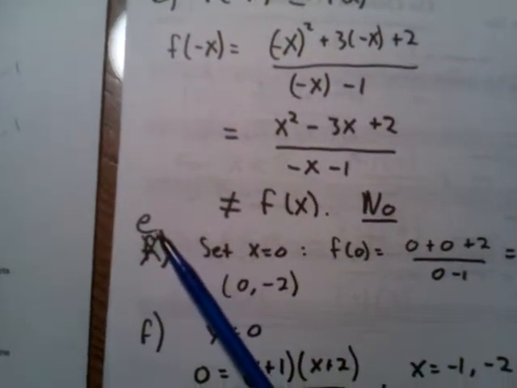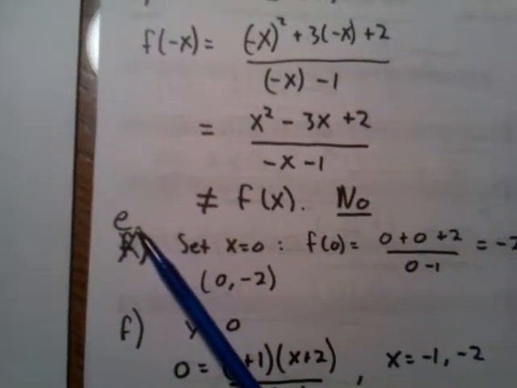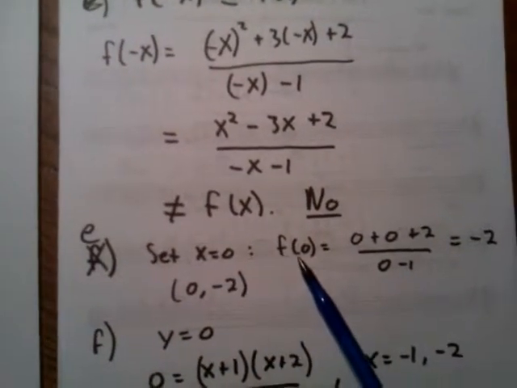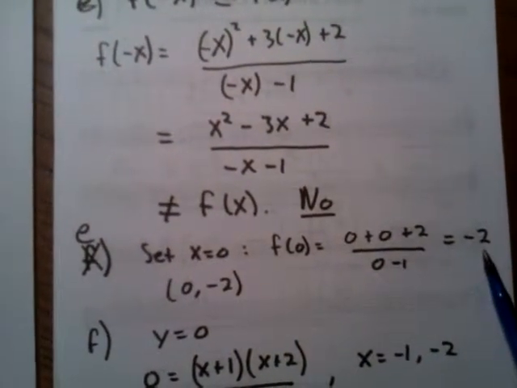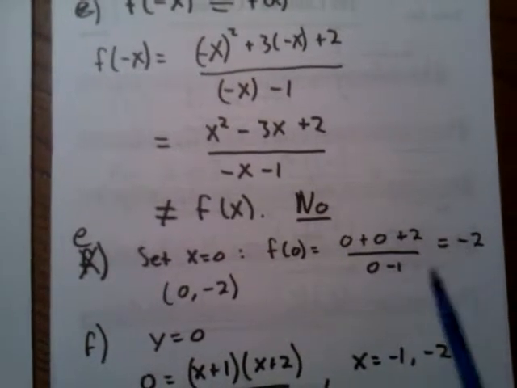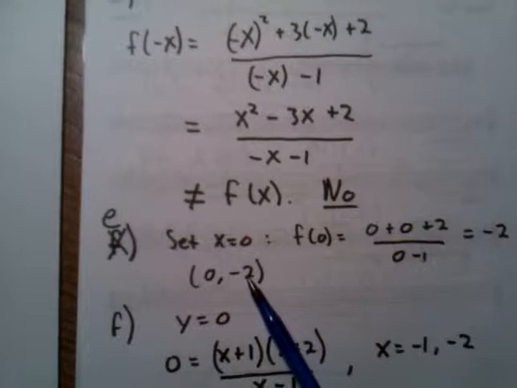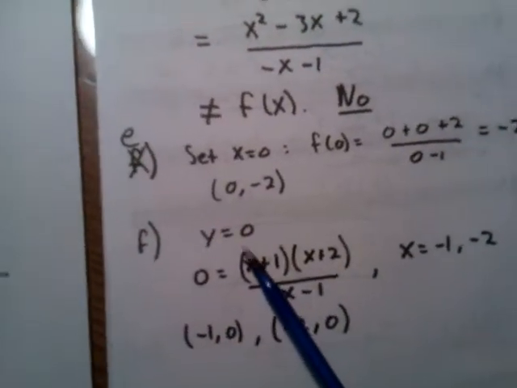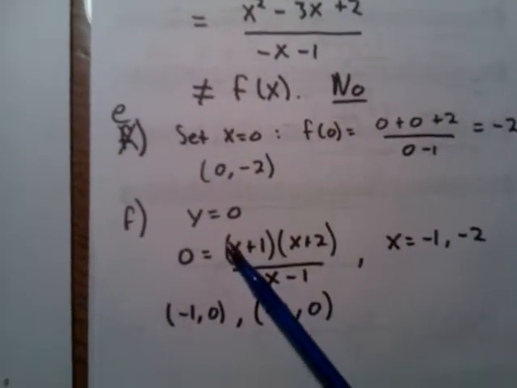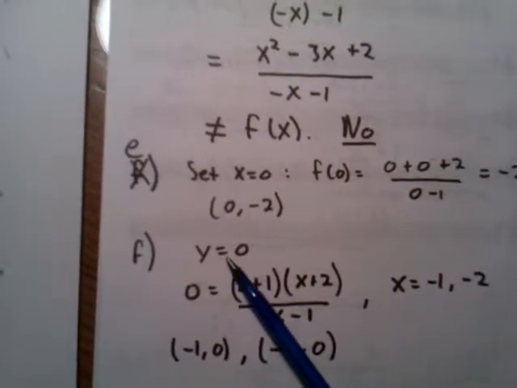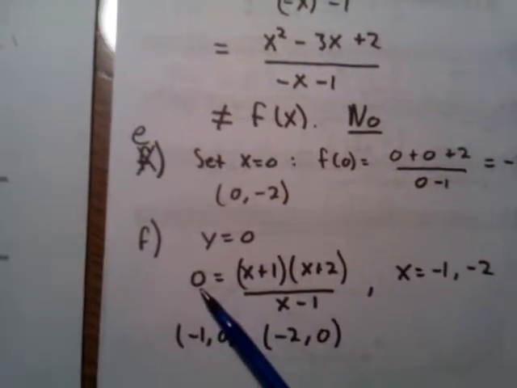Now for part E, we're asked to find the intercepts. You find the y-intercept by setting x equals 0, as is done here, and you just get minus 2. So the only y-intercept happens at (0, -2). That was the y-intercept. For the x-intercept, you set y equal to 0 as such.